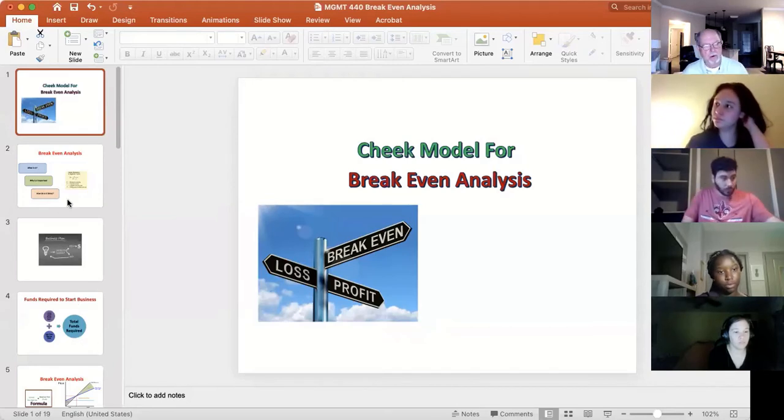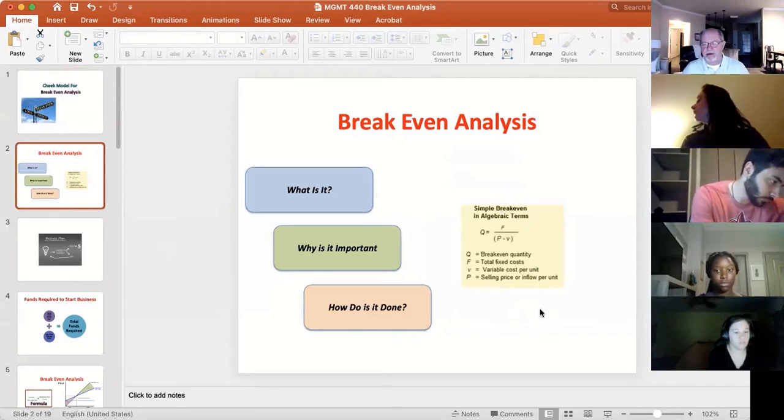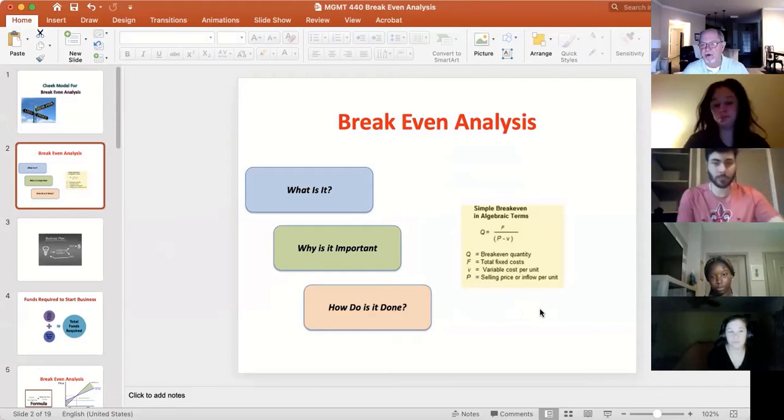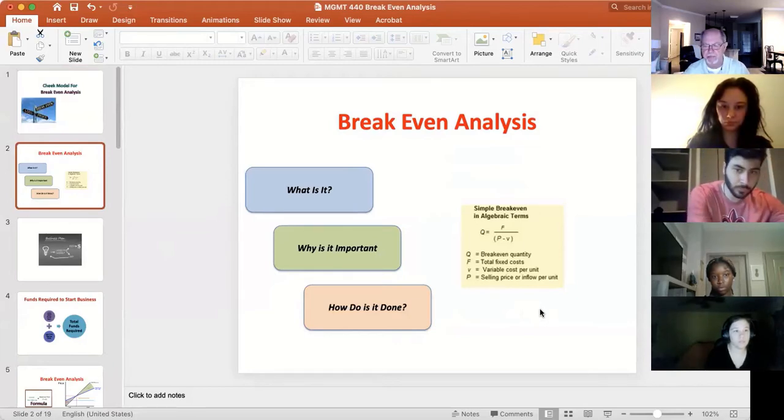When we talk about break-even analysis, what is it? Why is it important? How's it done? Break-even is just a matter of when you don't make profit, but you don't have any losses. You've covered your expenses, but you really haven't made any profit. That's what break-even is. It's really that simple.